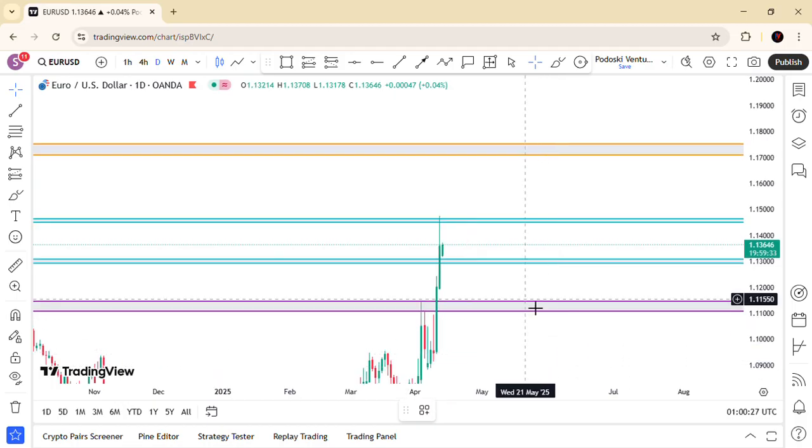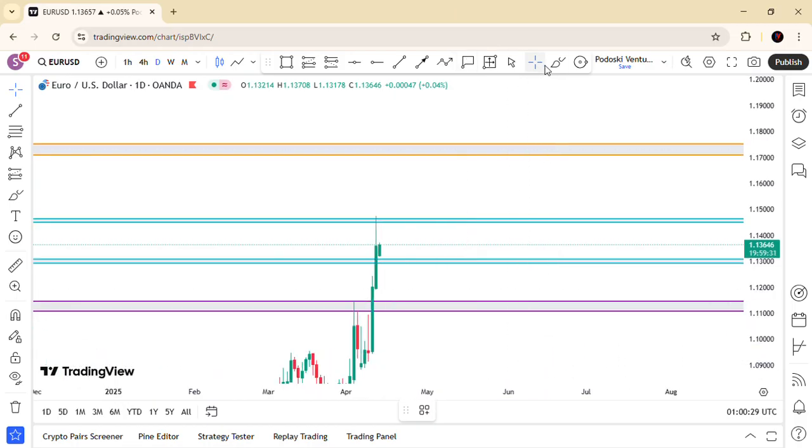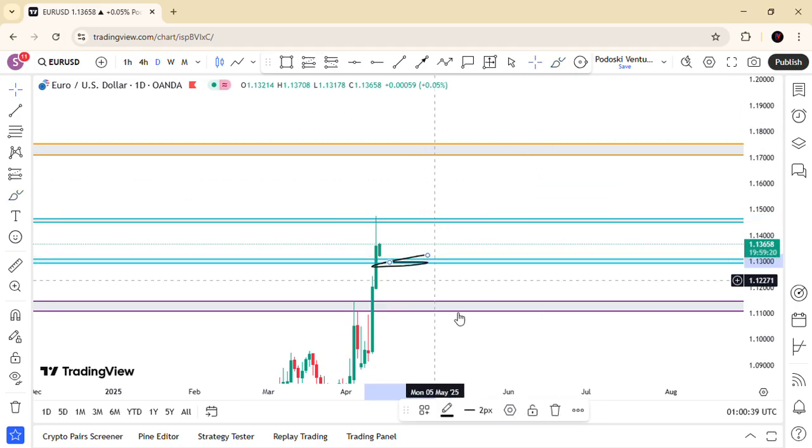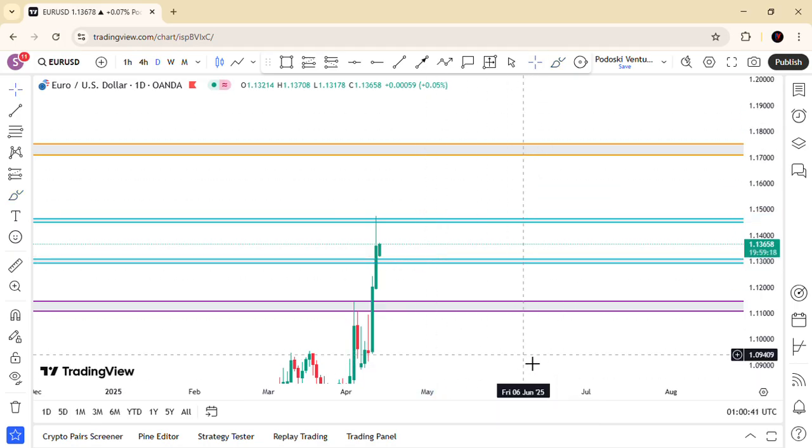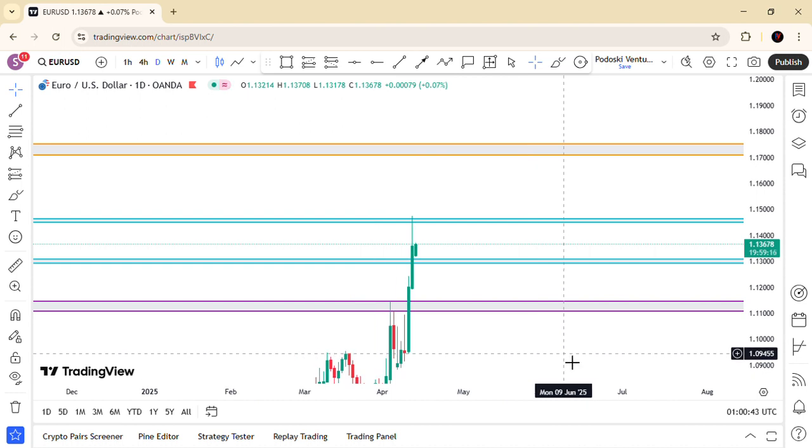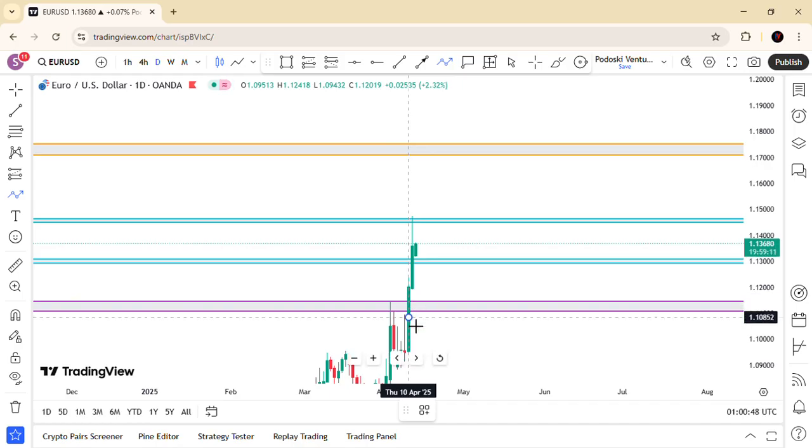On the daily time frame, I have my daily lower zone and my daily upper zone. I can see price breaking out of the daily lower zone, touching the daily upper zone, and then dropping all the way to the downside, to the lower zone again.